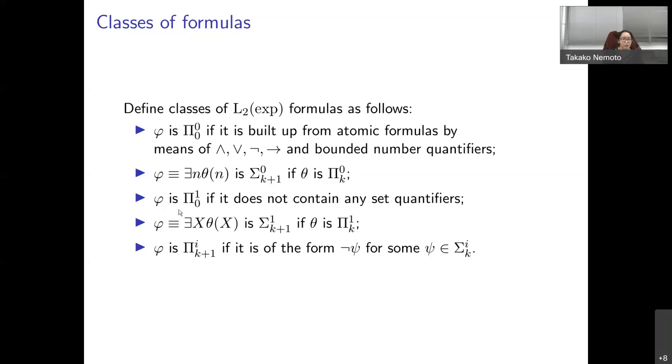A formula with no set quantifiers is called arithmetical or Pi^1_0. And a formula of the form one existential set quantifier followed by a Pi^1_k formula is called a Sigma^1_{k+1} formula. This is a very classical classification. A Pi^1_{k+1} formula has the form of a negation of Sigma^1_{k+1}, but usually it's defined as a universal set quantifier followed by Sigma^1_k.